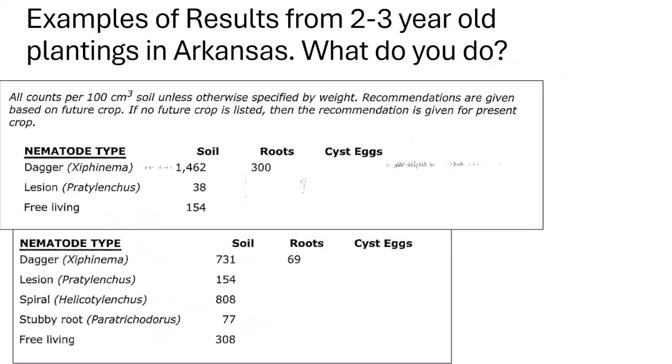I wanted to give you an example of the soil reports we're getting in Arkansas, just to give you an idea of how many nematodes we have. There's one here where we have 1,462 dagger nematodes in the soil. What did I tell you, 10 or 120 was our number that's bad? There on the bottom we have lesion 154, dagger 731. So this is what we're getting a lot of questions about, because we're seeing so much.